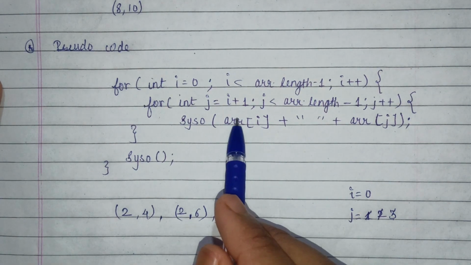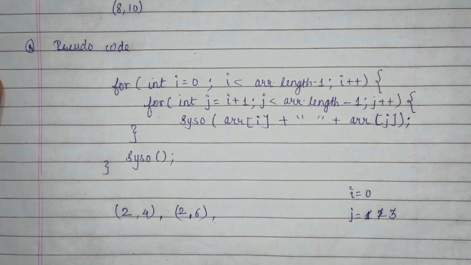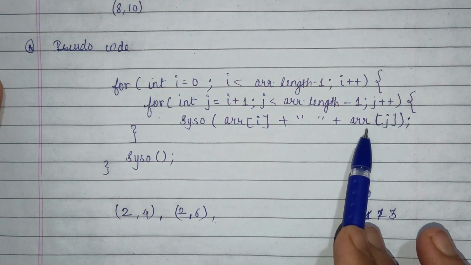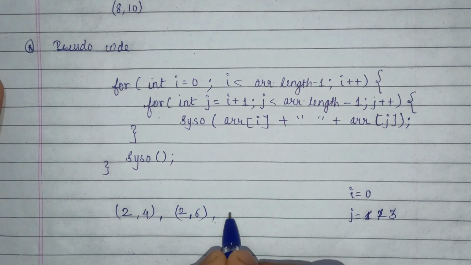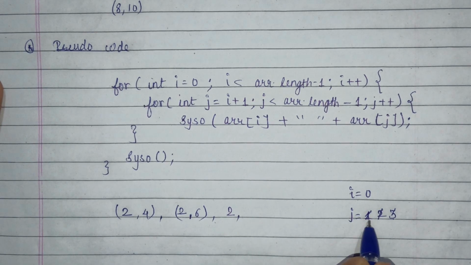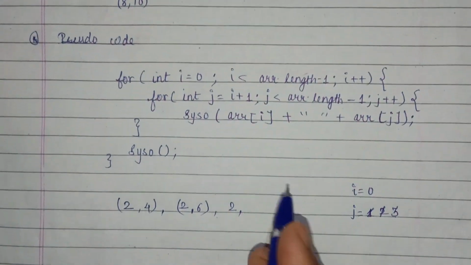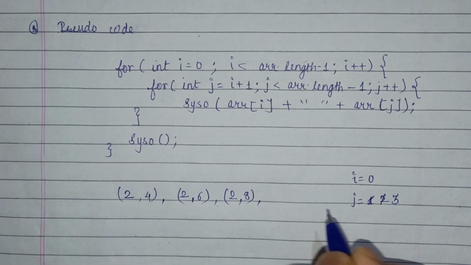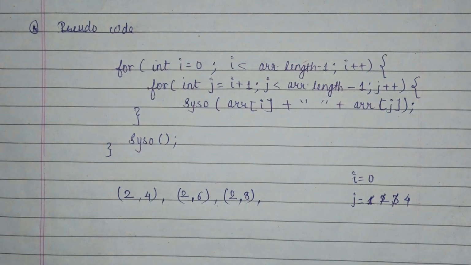Now as we know 3 is less than array length, and it will print array of i plus array of j. Okay, array of i means array of 0, as we know, 2, and array of j means array of 3. So array of 3 is here 8. So here it will print 8. Then j value gets updated. Now j value has become 4.